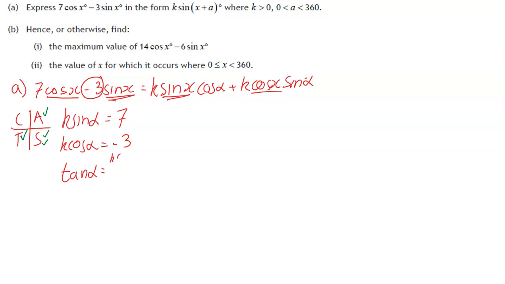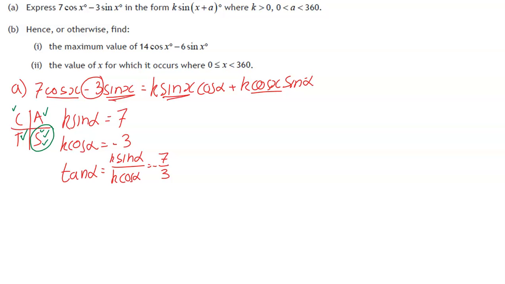So in this case, tan alpha is k sine alpha over k cos alpha, which in this case is negative 7 over 3. So if I then go back to looking at the CAST diagram with that, where tan is negative, that would give me a solution in C, but also a solution in S. So if I want one answer for alpha that satisfies all three trig equations that exist, I have to find the solution that's in this section here and use that for my value for alpha.